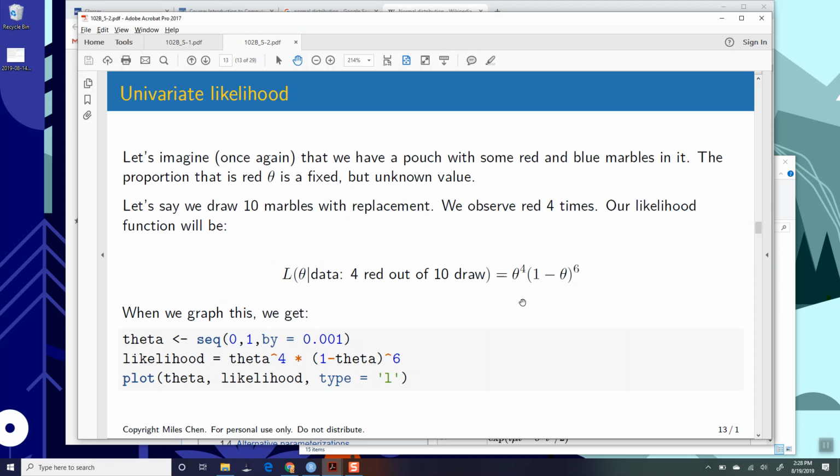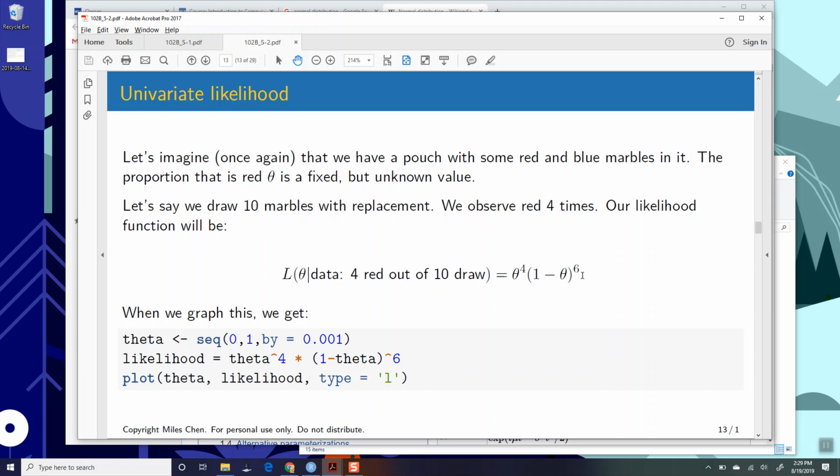Here, we're going to go back to our mystery pouch. We've got an unknown quantity of red and blue marbles. I go in and take out 10 marbles with replacement, and 4 are red, 6 are blue. So the likelihood of that sample of data is going to be theta to the 4, 1 minus theta to the 6. And I can graph this.